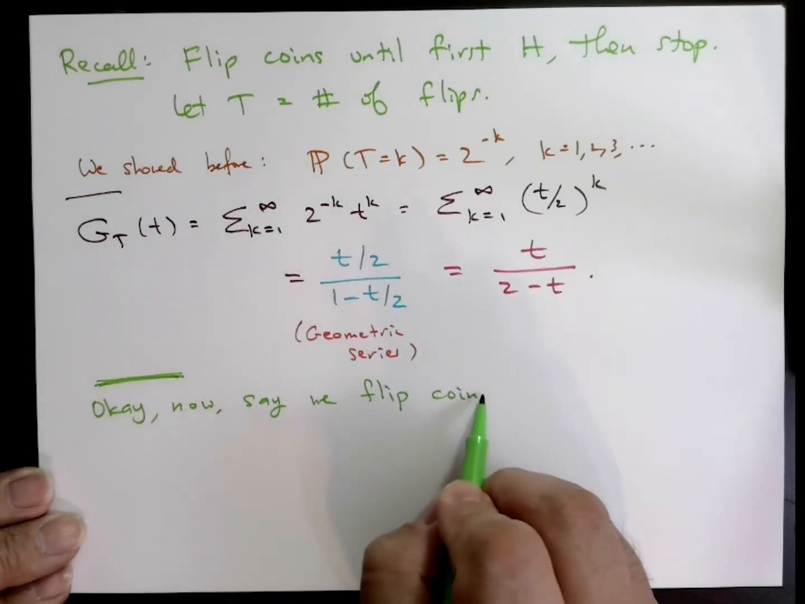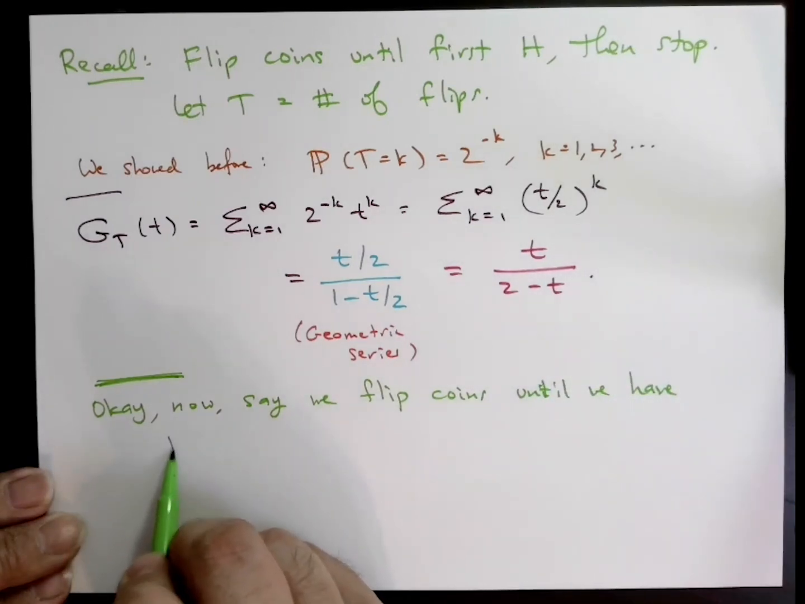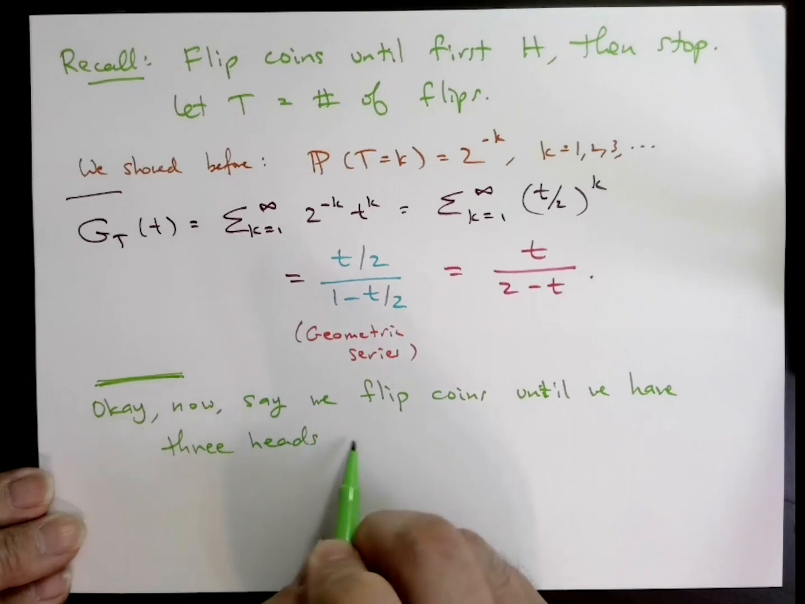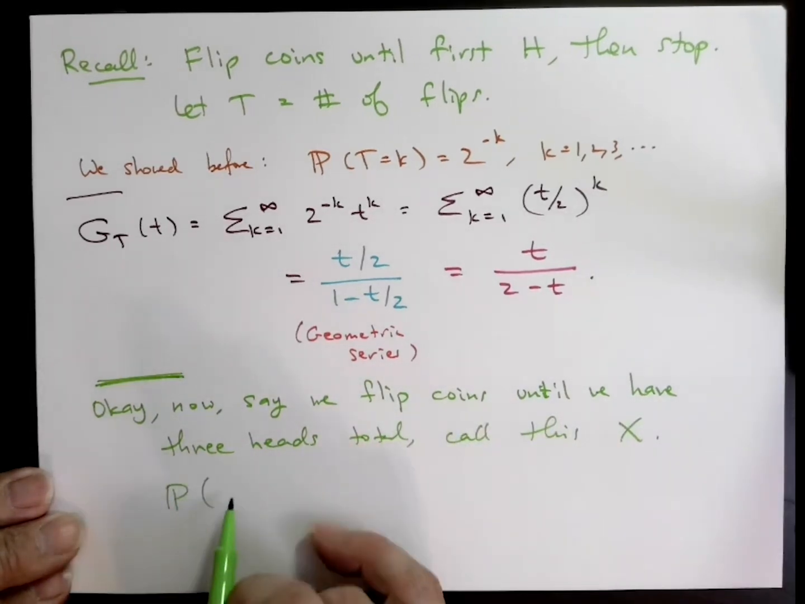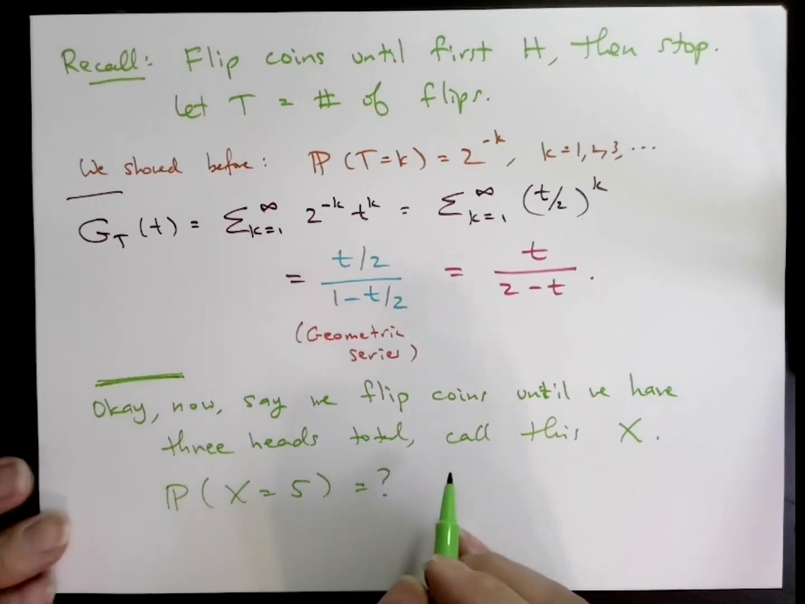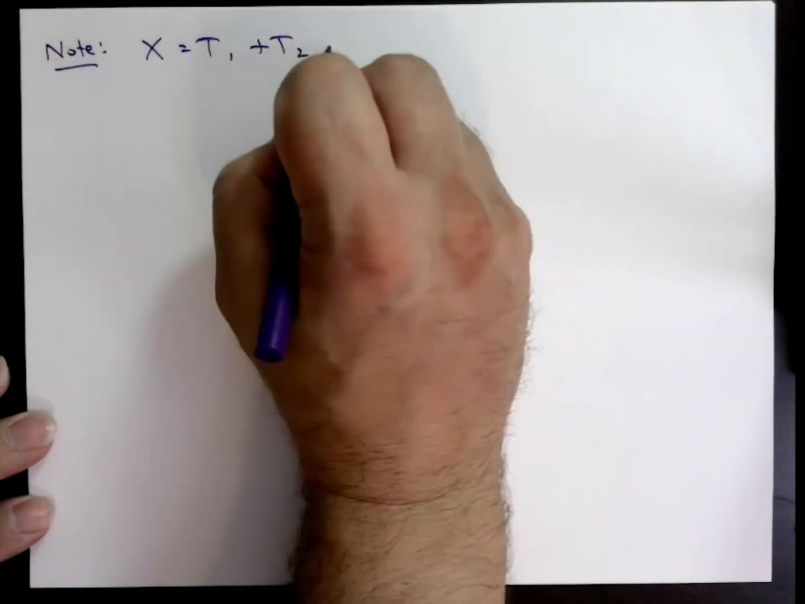But now let's ask a harder question. Let's say we modify the game. We're going to flip coins until we've gotten 3 heads total. Call the number of flips in that case X. And here's a simple question we could ask: what's the probability that X equals 5? So specifically, what's the probability that we get exactly 3 heads by the 5th flip?